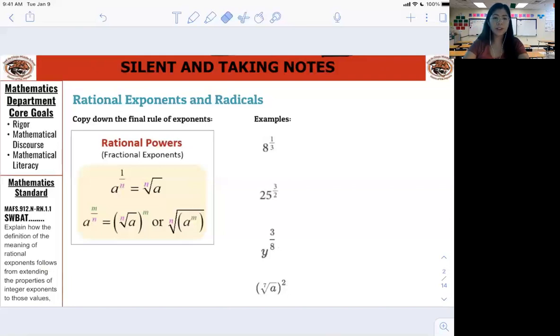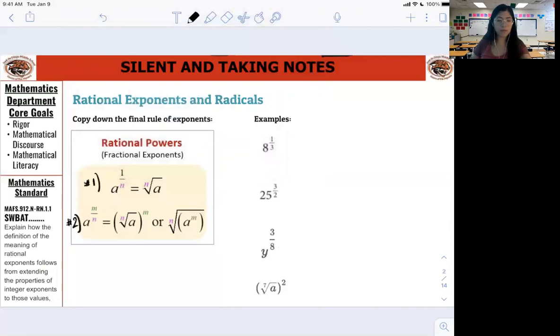We've ignored fractions. So what we're going to be doing today is seeing what exactly happens when the exponent is a fraction. So we have what's called a rational power, which we also can call a fractional exponent. So anytime that your exponent is a fraction, it's going to follow one of these two rules. So we can kind of split this up into rule number 1 and rule number 2.